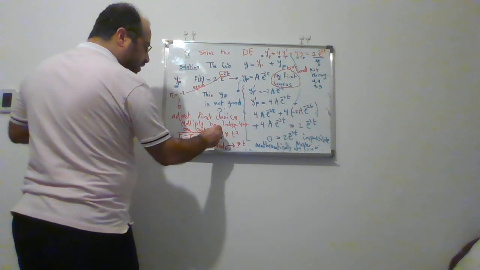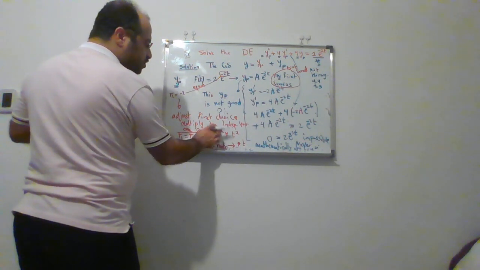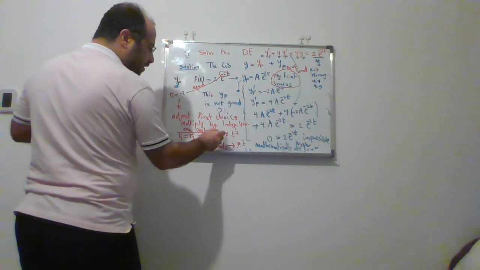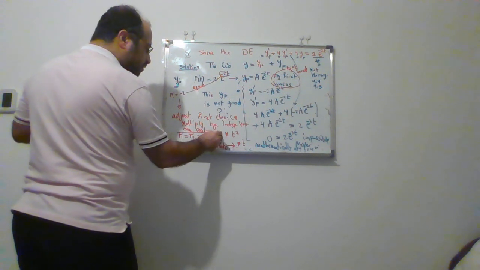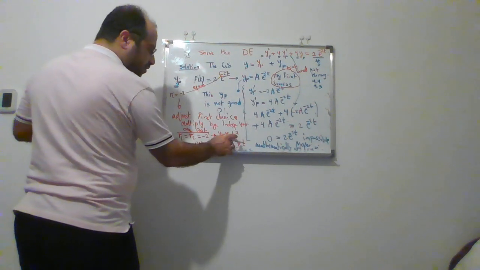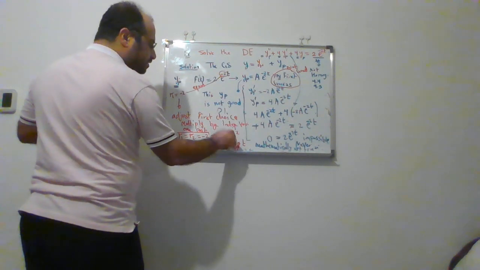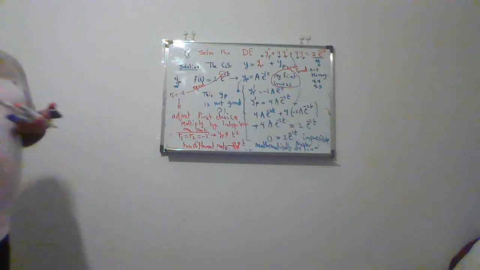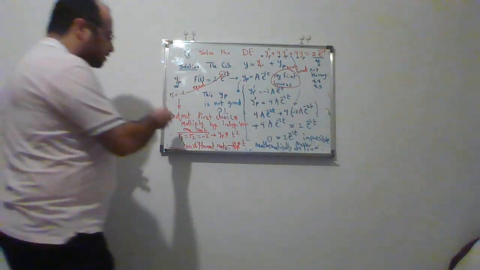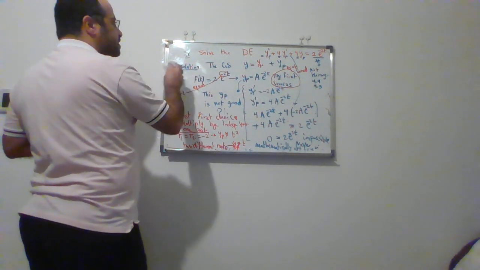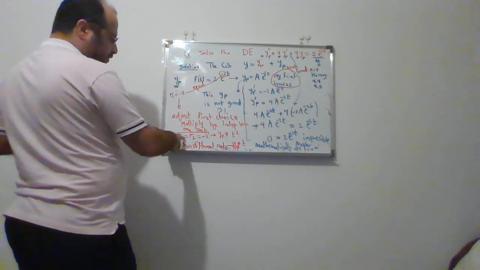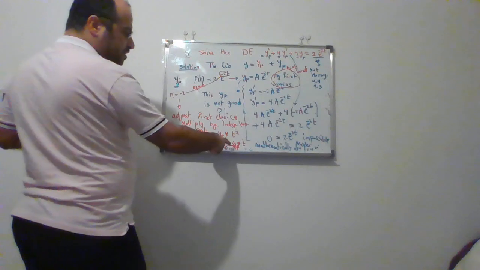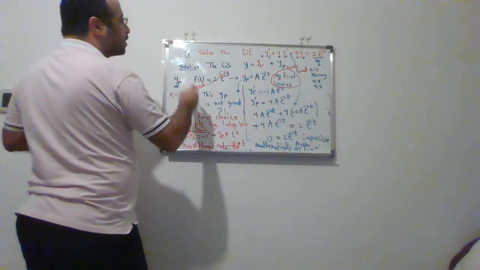Multiply y particular, you adjust or multiply the first guess by t or t squared. So it depends on what the roots are. If you have one real repeated root, you multiply by t squared, and if you have two different roots, then you multiply only with one t.